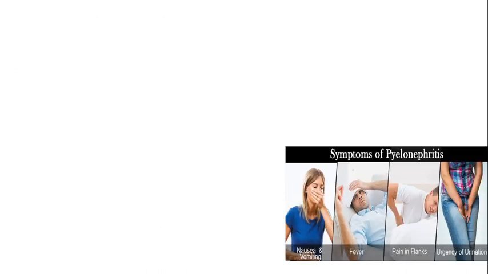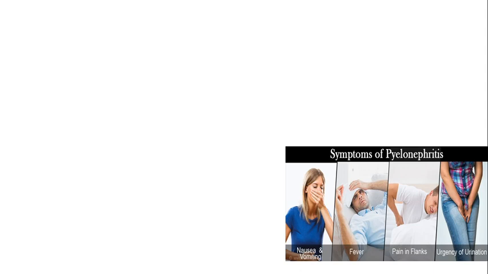Okay, so here are the symptoms of pyelonephritis. Now, not like ordinary urinary tract infections. Usually in day-to-day life, we call the lower urinary tract infections UTI, or urinary tract infections. Most of the time they present with symptoms like dysuria, that is burning pain during urination, then increased frequency of urination, urgency of urination, and pelvic and suprapubic pain, lower abdominal pain. But people usually don't get fever, nausea and vomiting, and back pain.